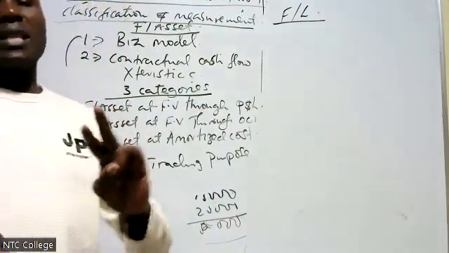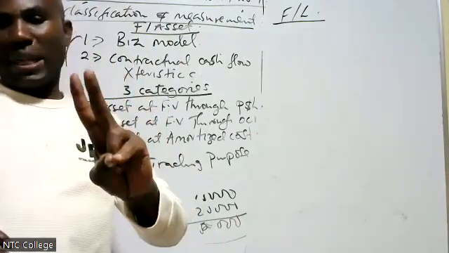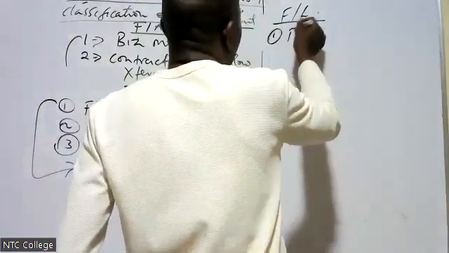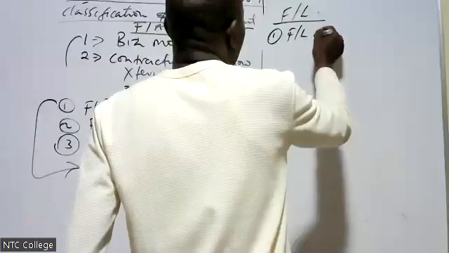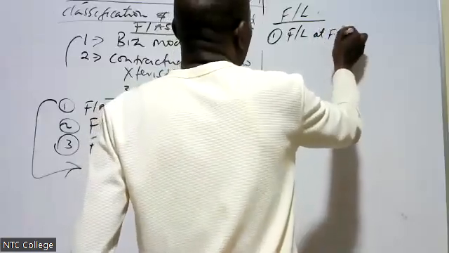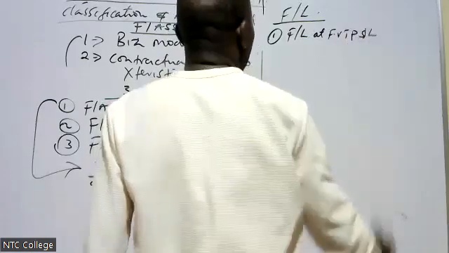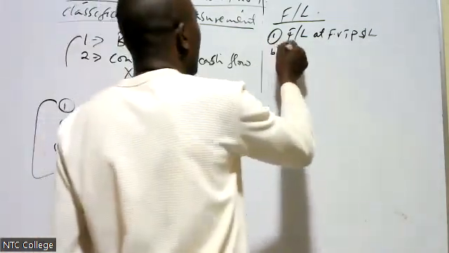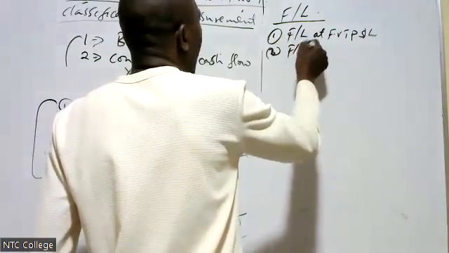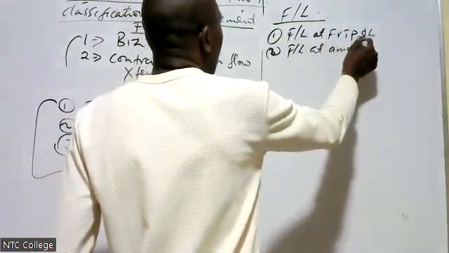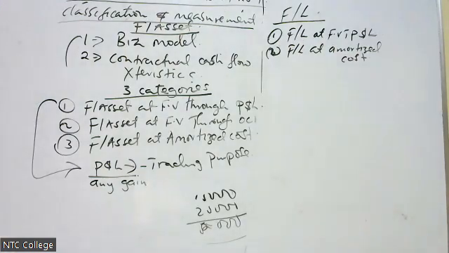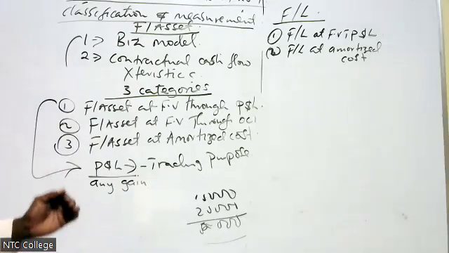Now, financial liabilities are only classified into two categories. Number one, financial liability at fair value through profit and loss. Number two, financial liability at amortized cost. Therefore, that one is only classified into two.